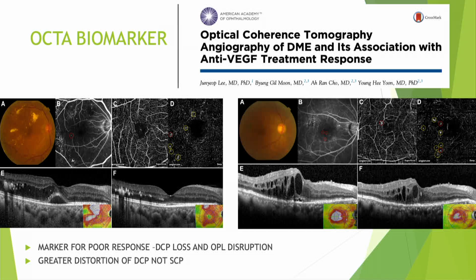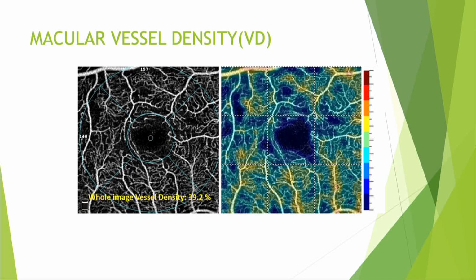And this important study by Lee and group published in Ophthalmology in 2016 showed that the poor responders to the anti-VEGF therapy usually had a greater loss of the deep capillary plexus, not so much so in the superficial capillary plexus at the baseline. And these patients who have a greater loss of the deep capillary plexus, they have a corresponding outer plexiform layer disruption as well. The other biomarker is the macular vessel density.